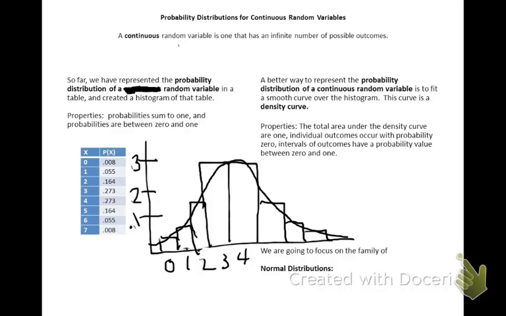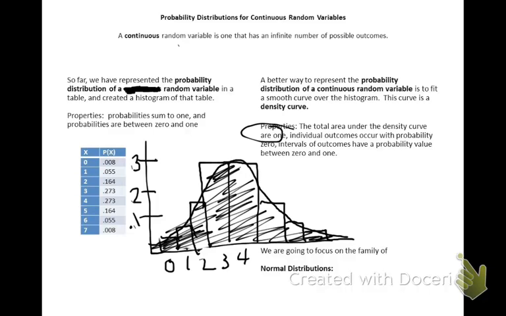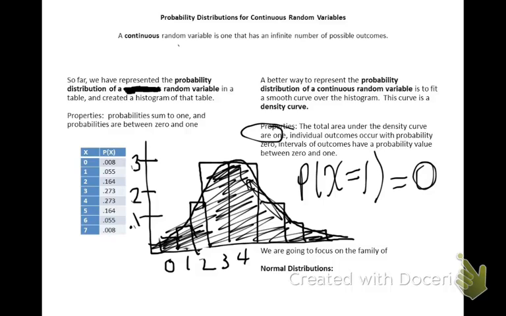The area underneath the curve must sum to 1. So if you shade under this curve from negative infinity all the way to positive infinity, that entire shaded area should add up to 1 or 100%. One difference, though, is that an individual outcome occurs with probability 0. The probability that x equals a particular value, let's say 1, would be 0 under the density curve, but if you look over here, it's 0.55 in the distribution table.